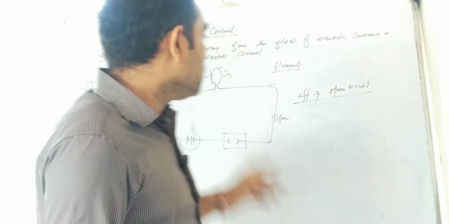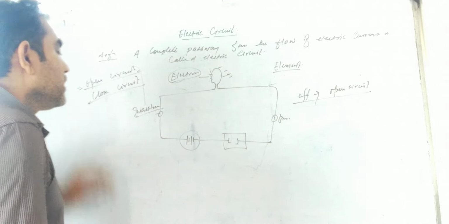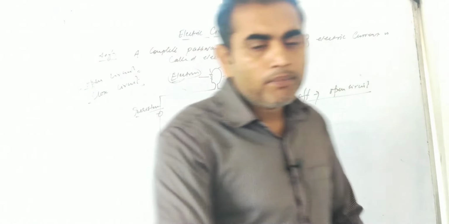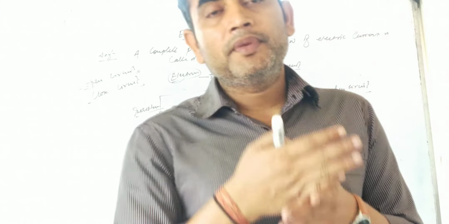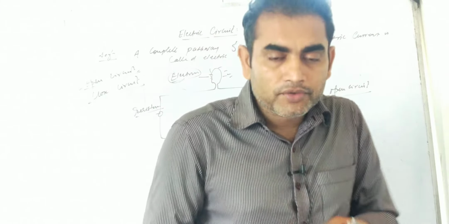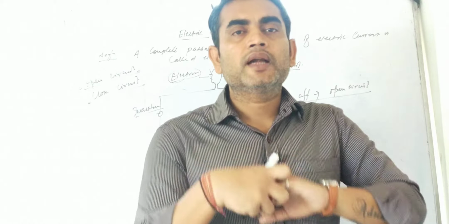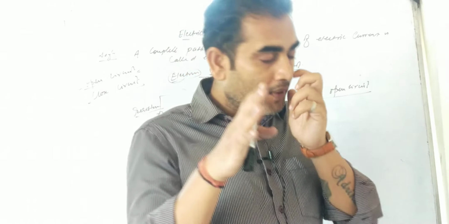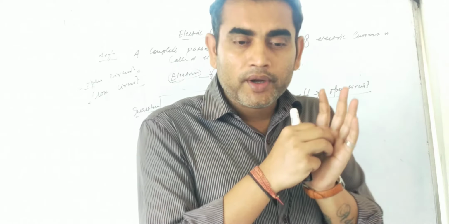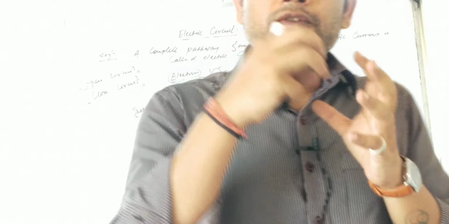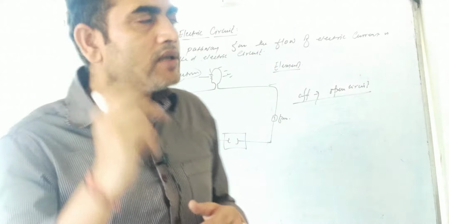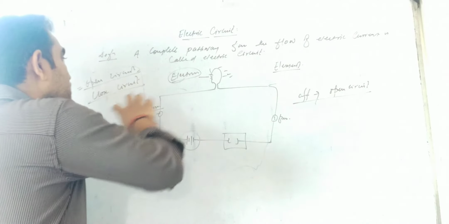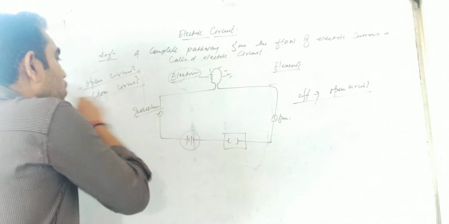Okay, so next one is the closed circuit. When each and every component of the circuit is in contact with each other and electricity is flowing through the circuit, under that situation it is said to be the closed circuit. Again repeating, each and every component is in contact, electricity is flowing through the circuit, so under that situation it is said to be a closed circuit.